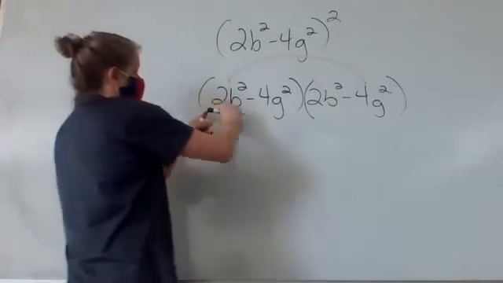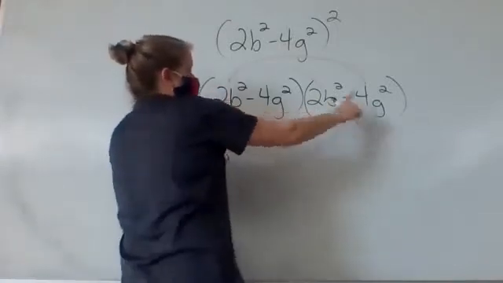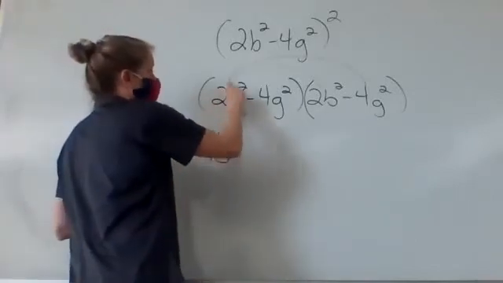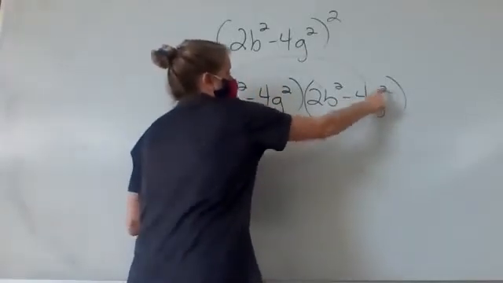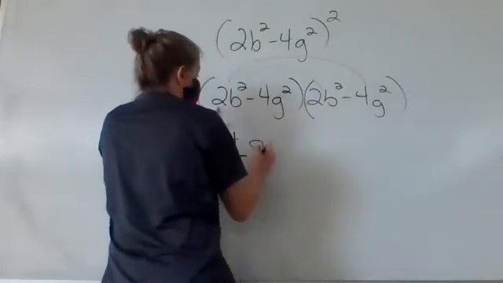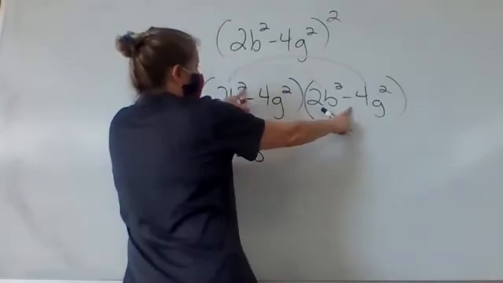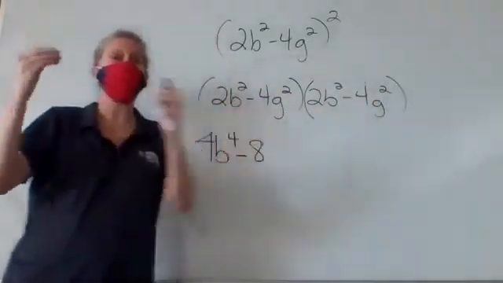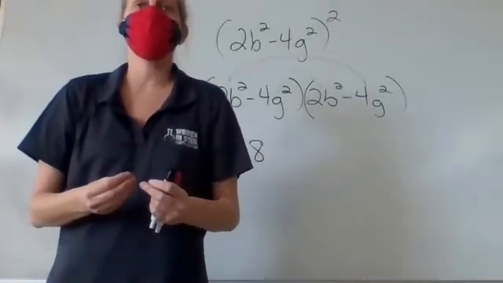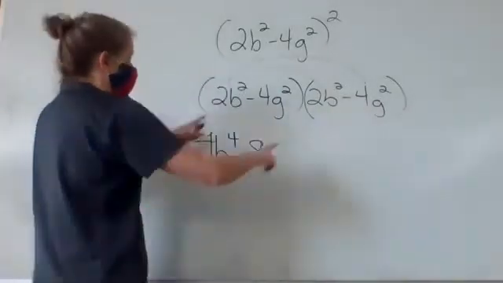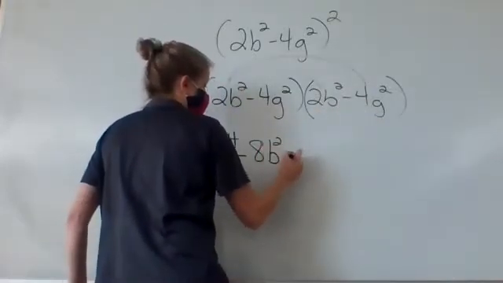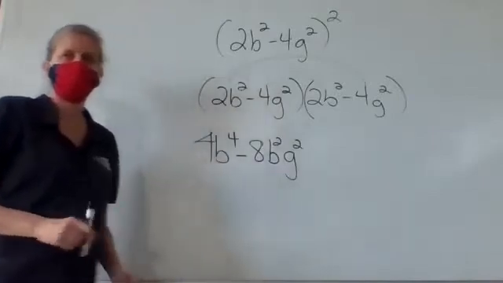Then where are you going? Negative 8bg to the 4th power. Hang on, because there's a little trick on this one. I've got 2b squared times negative 4g squared. So let's see, gives me negative 8. Now, I've got a b squared and a g squared. You don't add those exponents together because they're not the same letter. Gotcha. So they just stay squared. They just stay squared. So you're going to have, and put them in alphabetical order, b squared, g squared.